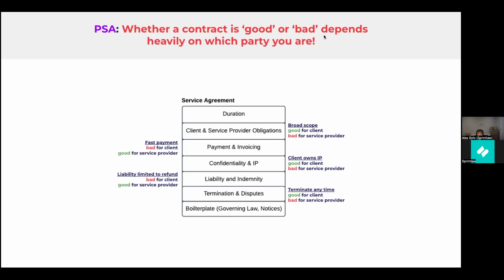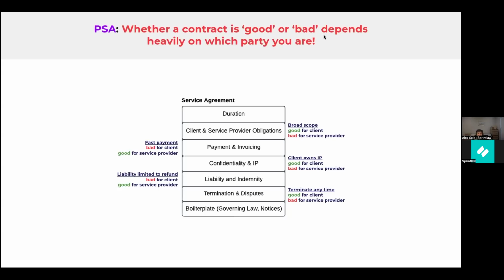And again, we're going to go through different clauses, but I'm not going to say whether a clause is bad or good. I'll say it's bad for the client, which implicitly means it's good for the service provider. And again, you can see I've got the service agreement structure. In each of the different clauses or terms, you can see a broad scope in a service agreement. The service provider will do anything that the client asks. That's really great for the client, but terrible for the service provider because they've got no way where they can say, well, this is out of scope, this is too much. So the same clause, different effect.